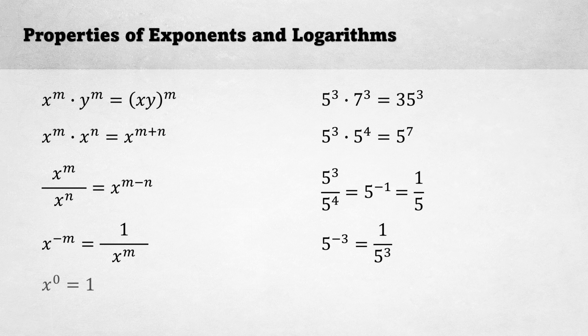We know that anything raised to the 0 power is 1, so x to the 0 equals 1. For example, 5 to the 0 equals 1. Anything raised to the first power is itself, so 5 to the first is just 5. Following the properties of exponents, we can arrive at some of the properties of logarithms.